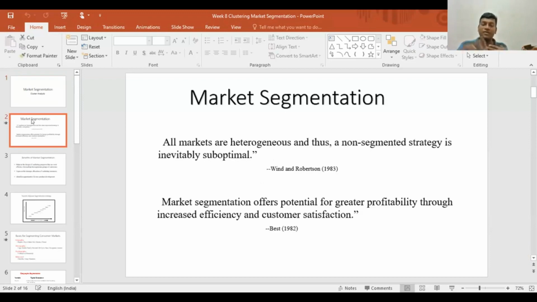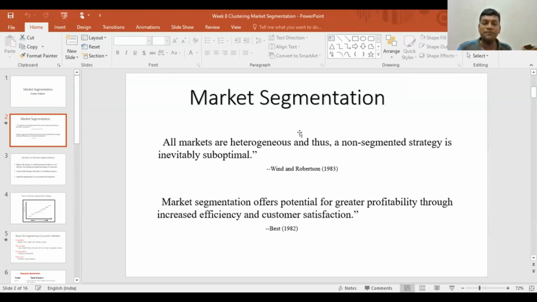So let's move ahead with the market segmentation bit. All markets are heterogeneous. The customer is not the same, and thus a non-segmented strategy is inevitably suboptimal. If you have only one product for all your customers, you're very likely to lose out on a lot of your customers. The customers might just not buy from you.